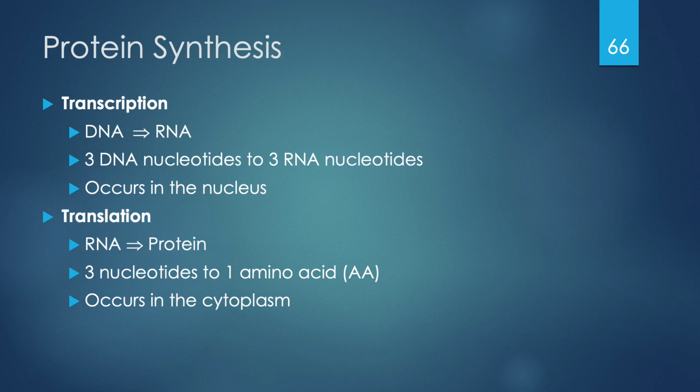Translation, on the other hand, is a process that occurs in the cytoplasm. This is when RNA is going to become a protein that can be used by the cell. So 3 nucleotides will become 1 amino acid in the process of translation.